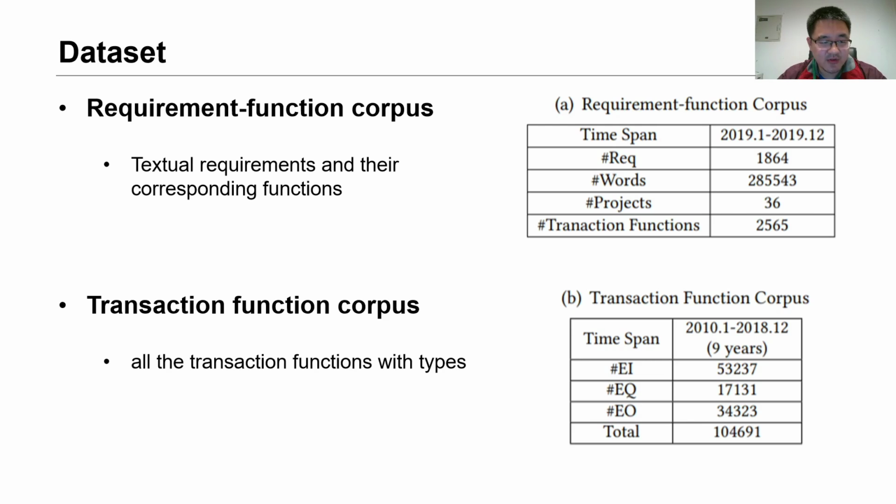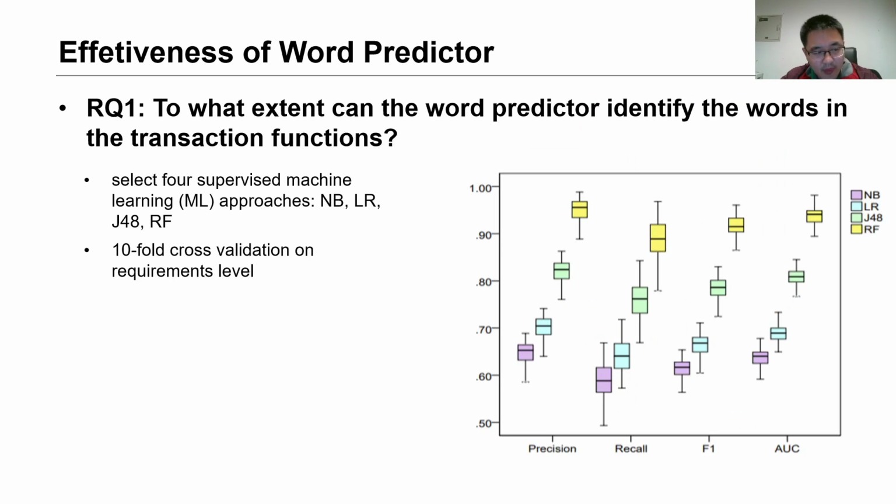Our evaluation uses the following two datasets: the requirement function corpus and the transaction function corpus. Specifically, the requirement function corpus contains all the textual requirements and their corresponding transaction functions. The transaction function corpus contains all the history transaction functions. The details are shown in the table. Then we give the achieved results.